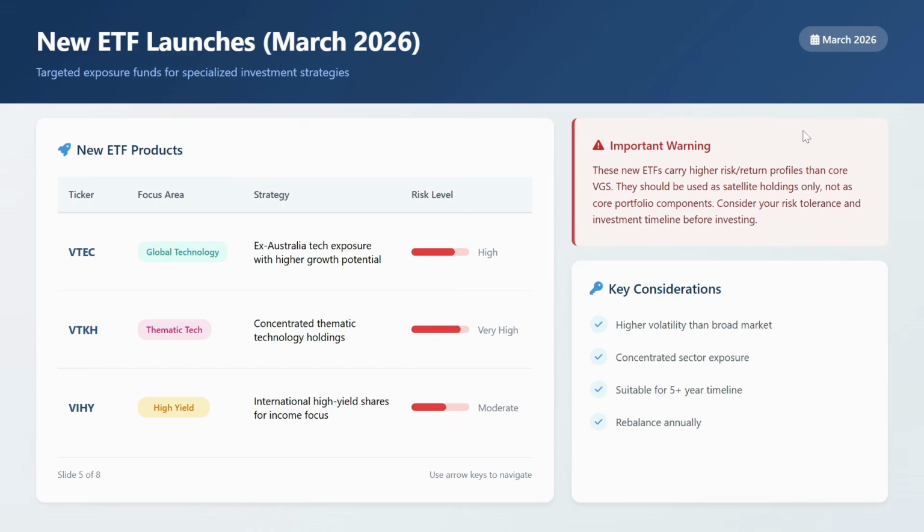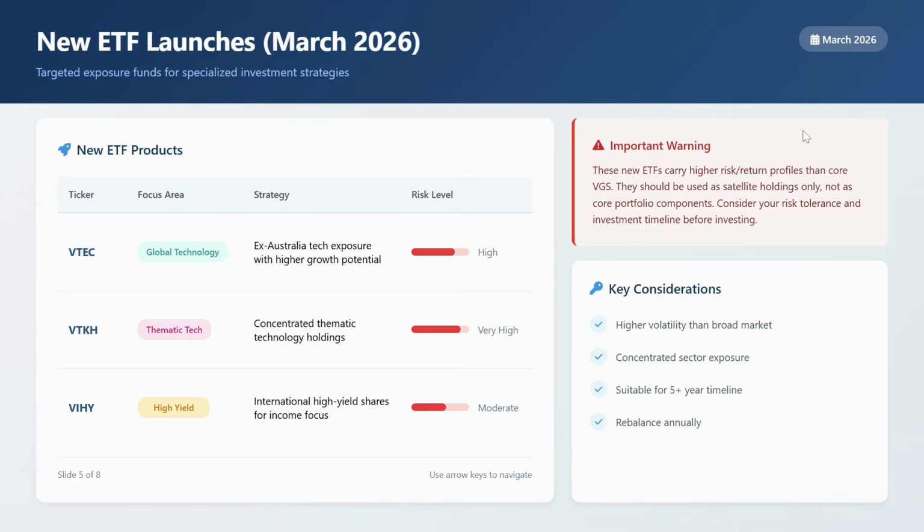New March 2026 launches. In March 2026, Vanguard launched 3 new ETFs that give more targeted exposure. VTEC, global technology, excluding Australia. Think semiconductors, software, AI, higher growth potential, but lower dividend yield. VTKH, thematic tech, more concentrated, higher risk. And VIHY, international high yield shares. This one focuses on companies with above average dividends globally.